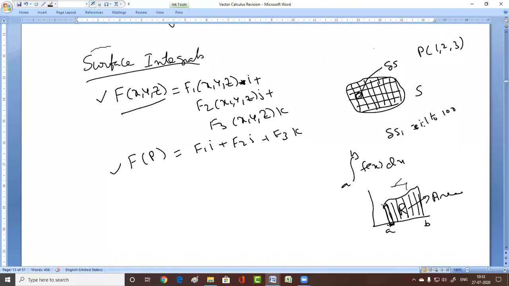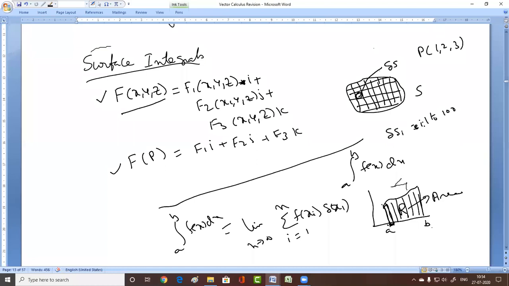Now adding all the areas, for example, the point is xi, and the width of the rectangle is delta xi. Now this is the first area. In a similar way, add all the areas, then you will get the total area. Suppose n tends to infinity, if you divide into an infinite number of slices, then this summation is called the integral a to b f of x. Similarly, this is the integration concept.